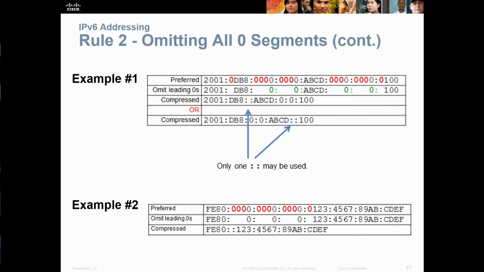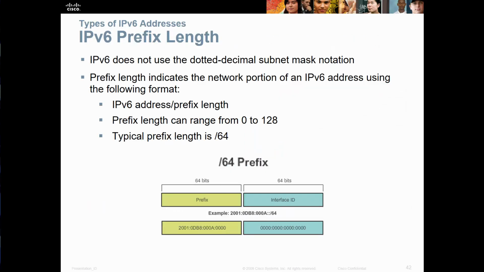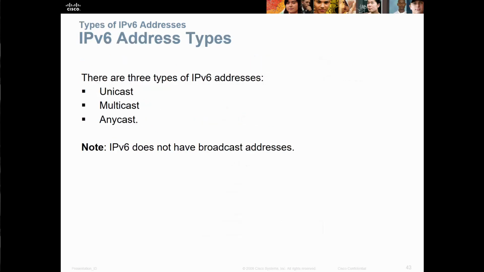So here's an example. If we drop the leading zeros, if we did a double colon here or a double colon there, it doesn't matter which one we do, we can only use a double colon once. So our prefix length, just like with our subnetting, here we have two prefixes, the first 64 and the second one also 64. So this is split right down the middle. That's been very common.